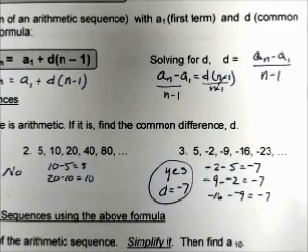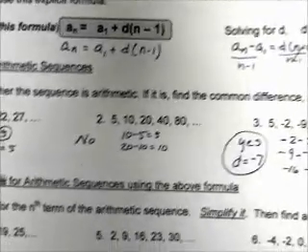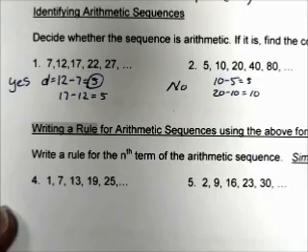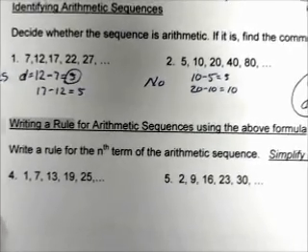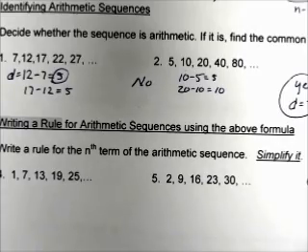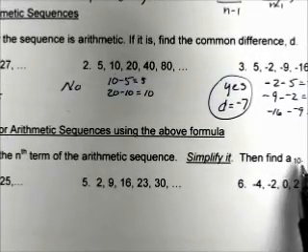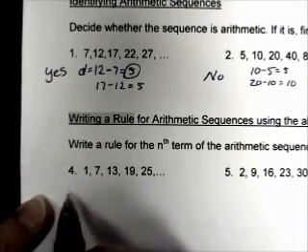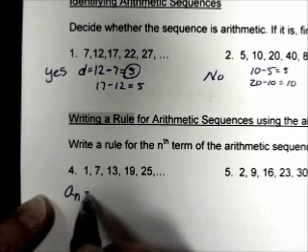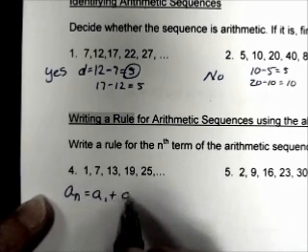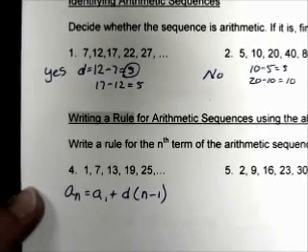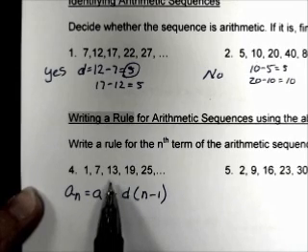Writing a rule for an arithmetic sequence using the above formula. We want to write a rule for the nth term of the arithmetic sequence, and please simplify it. Then find a sub 10, the value of the 10th term. All right, so our formula is the one from above, which we need to memorize. a sub n is equal to a1 plus d times n minus 1. Right, memorize that.